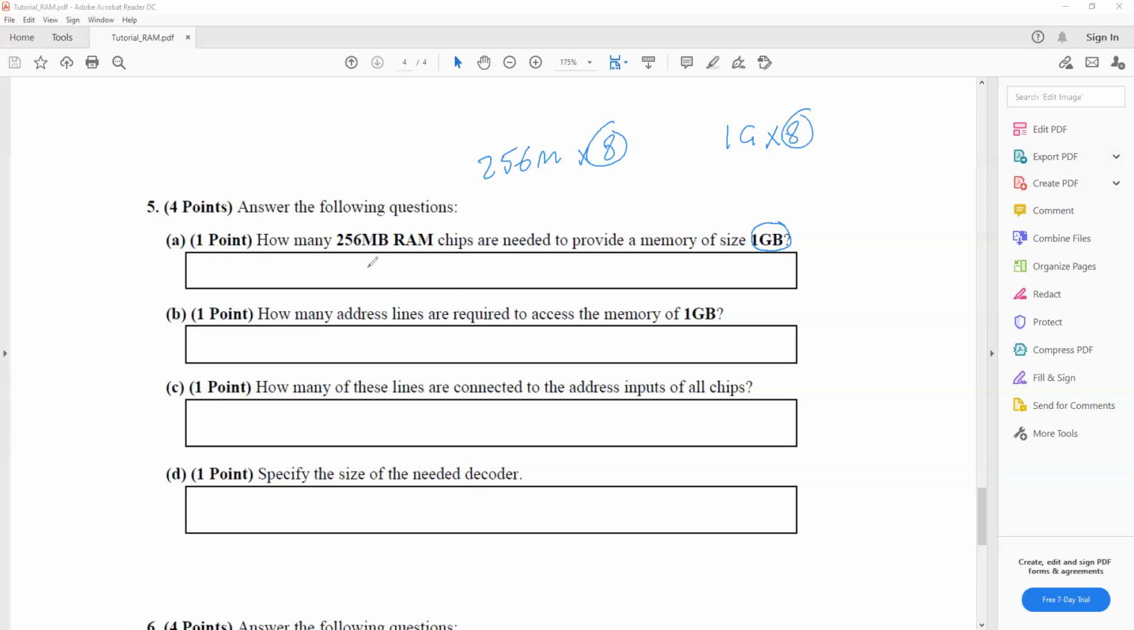The 256 mega is 2 to the 8 by 2 to the 20, and this one is 2 to the 30, right? The difference between them is 2 bits, so 2 bits means 4. So you need 4. You just need to divide this by that. 256 gives you 512, and 512 and 512 will give you another 1 giga.